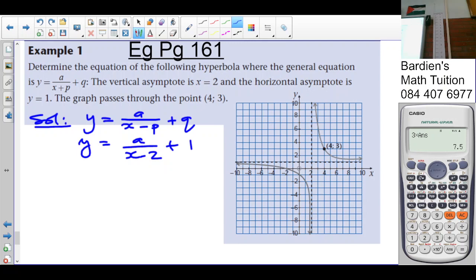What is your asymptote value here? x is equal to 2, not so? And that can confirm that. Remember, the x is always the additive inverse. Okay.